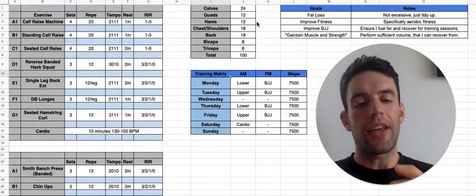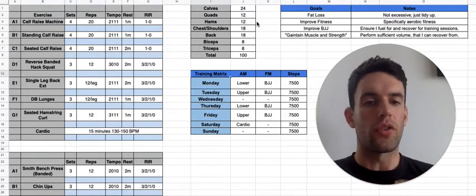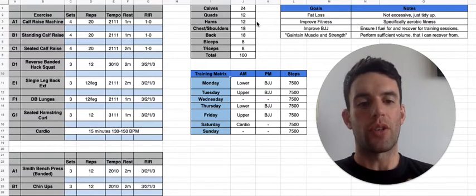So we have to think about allocating volume. You can't just do more and more and more. It just doesn't make sense. Most people just don't have the recovery capacity for that, right?